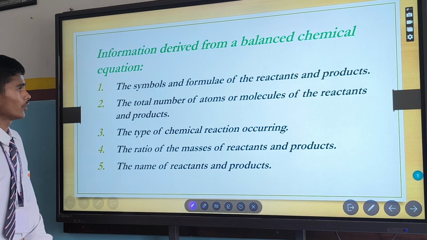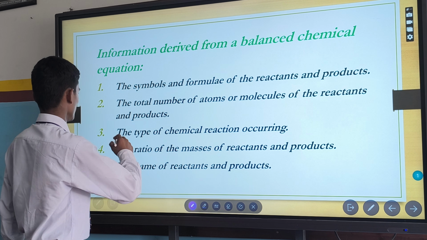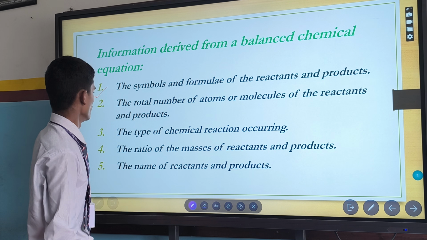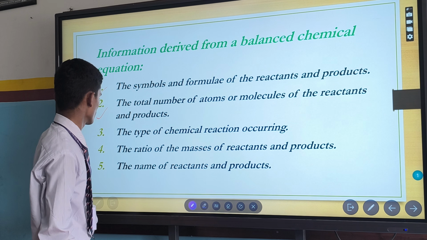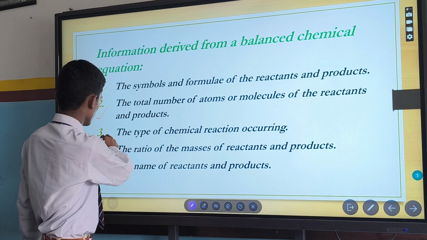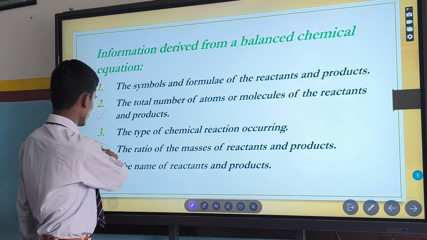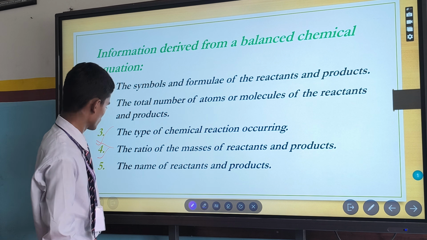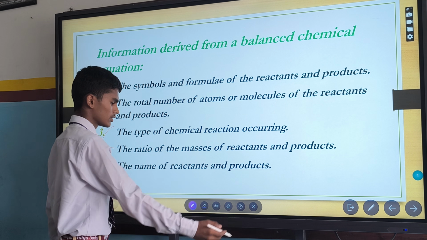The information derived from a balanced chemical equation are given. Number 1, the symbol and formula of the reactants and products. Number 2, the total number of atoms or molecules of the reactants and products. Number 3, the types of chemical reaction occurring. Number 4, the ratio of masses of reactants and products. The name of reactants and products.